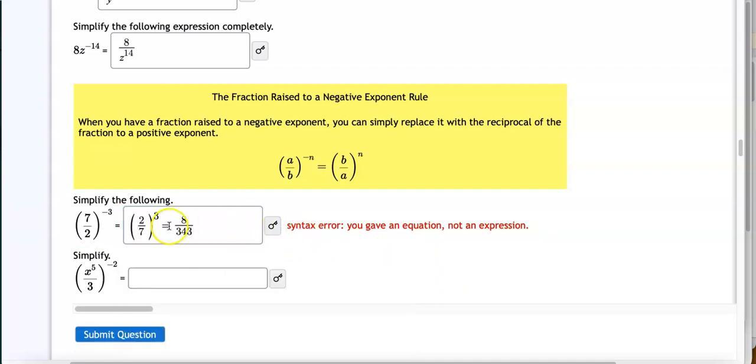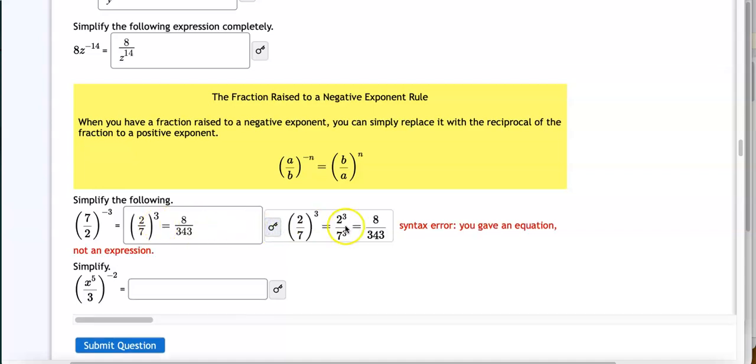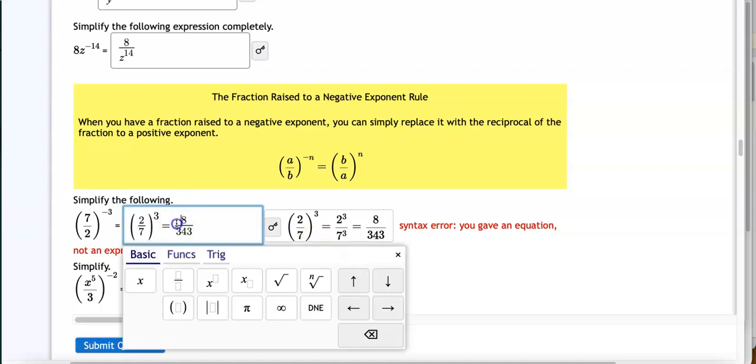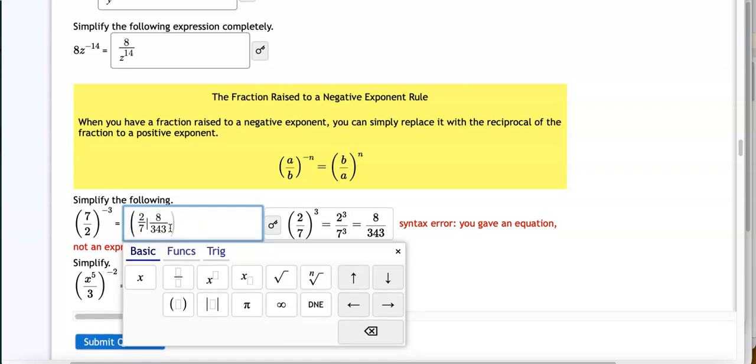This is giving me a syntax error because it doesn't want that final answer written that way. I think all you need to do is type in this last answer, even though all that other work is shown. So I'm going to get rid of this other work.